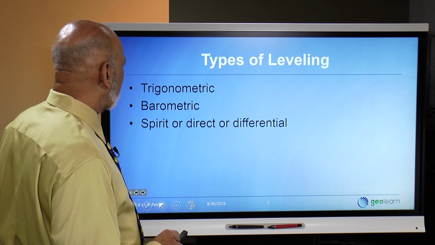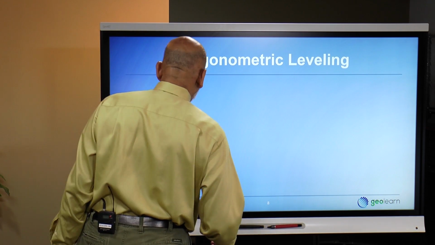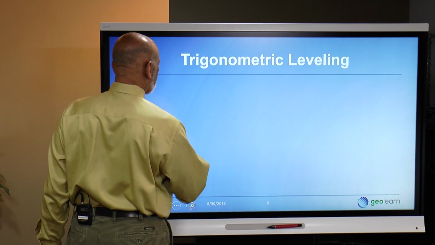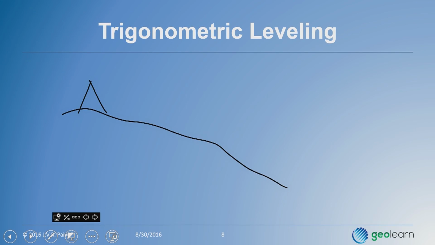All right, so let's quickly talk about the types of leveling. The most common type of leveling that we briefly talked about even in the distance measuring part is this. And you simply have this situation. You want to determine the elevation of this point X down here, and you can measure down to it with your EDM, and this is simply a prism over here on top of this pole that you're sighting.